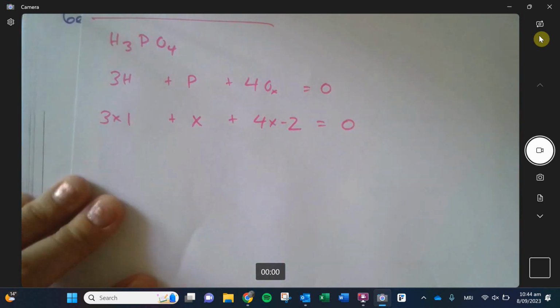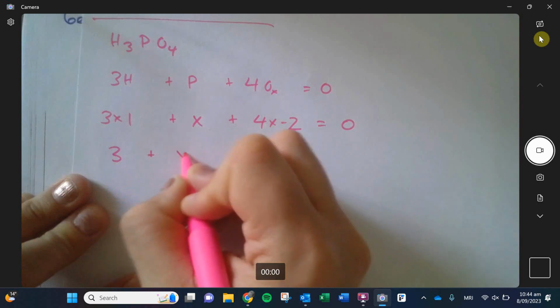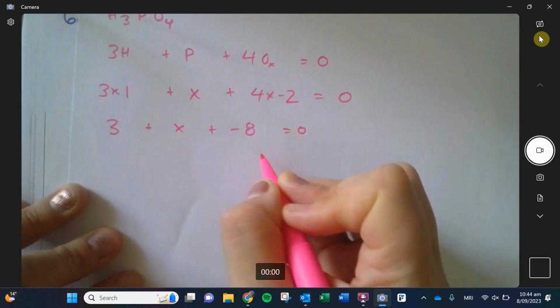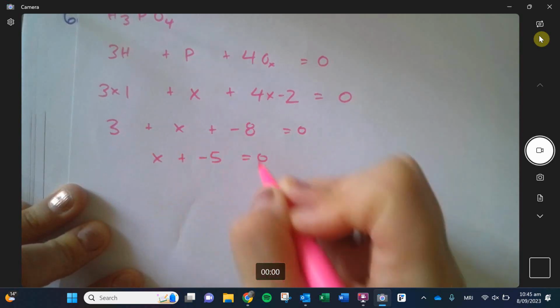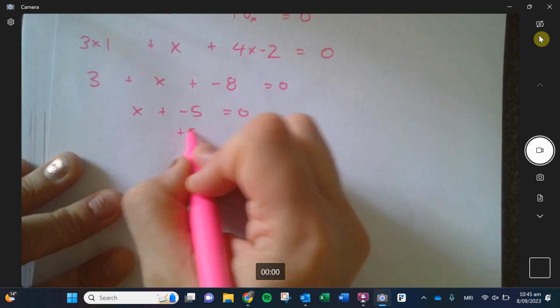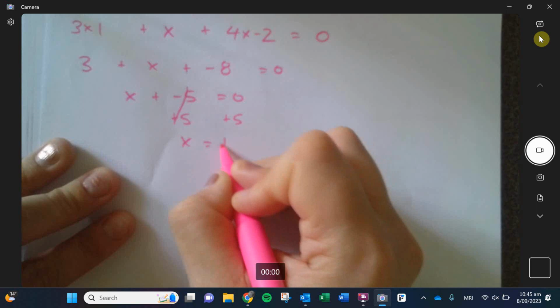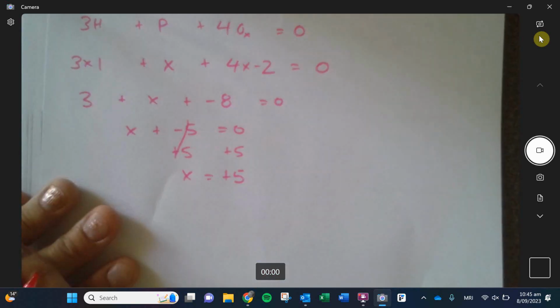So we have 3 times 1 plus the unknown of x plus 4 times negative 2 equals 0. So I have 3 plus x plus negative 8 equals 0. I have x plus negative 5 now because of the negative 8 plus the 3, and then plus 5 to both sides to cancel out the negative 5. So I have x equals positive 5 in that case. Cool. So this guy over here is positive 5.